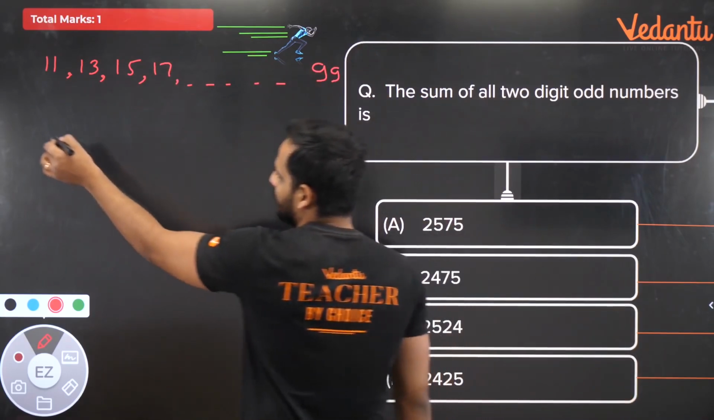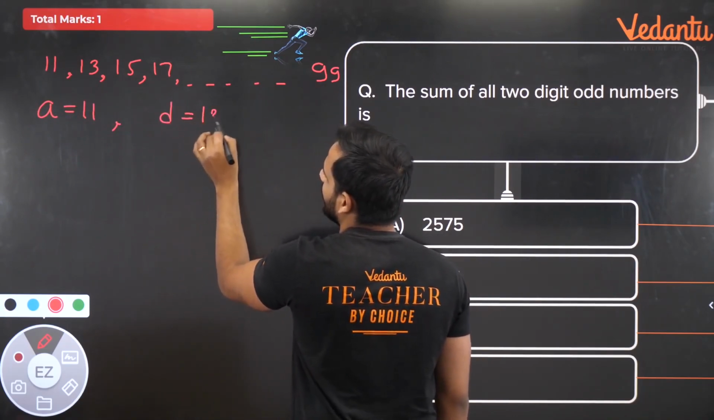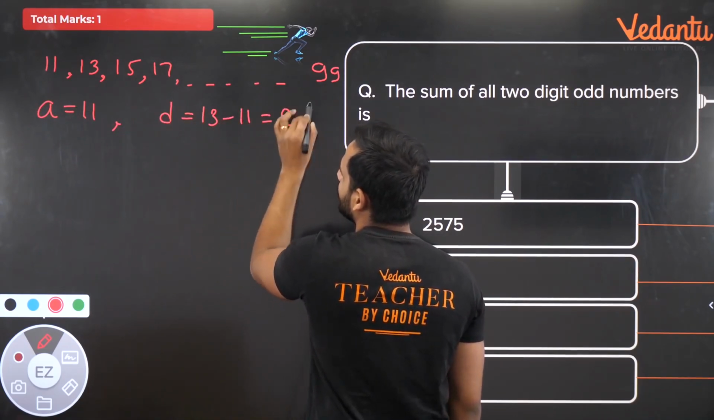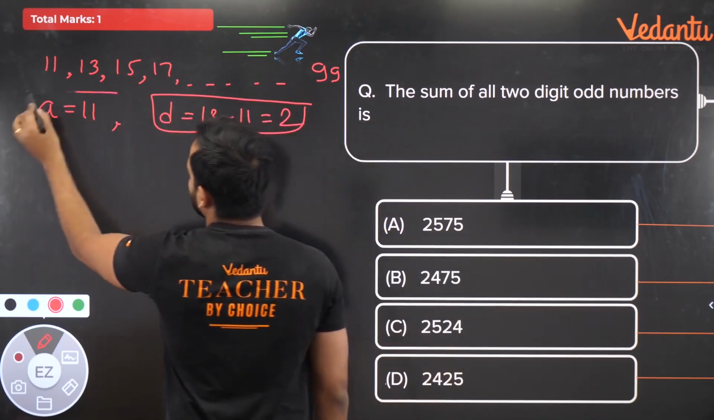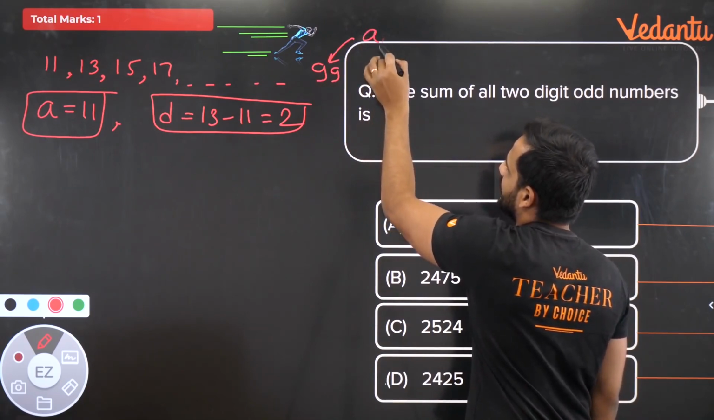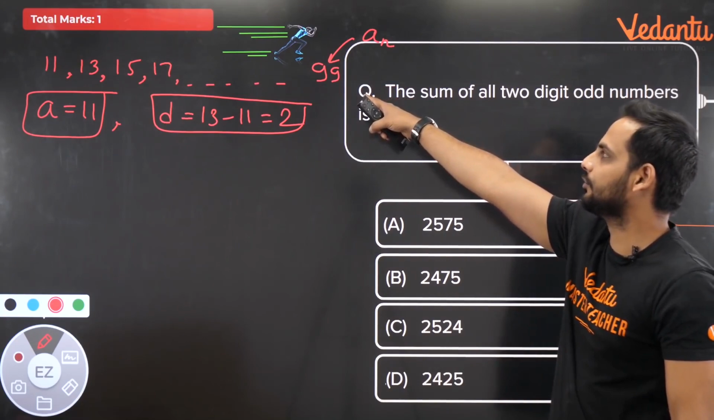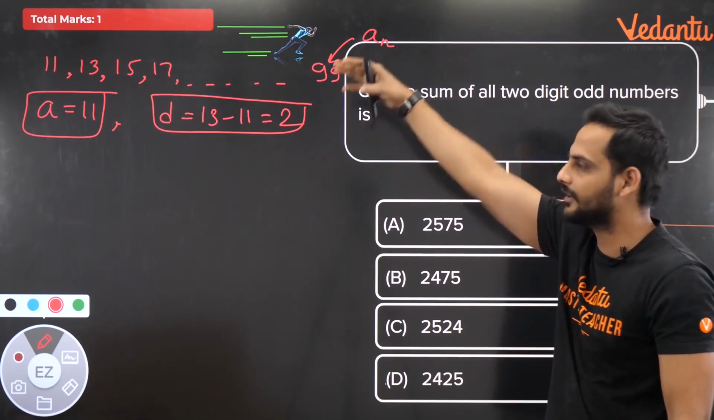So I can say, sir, my first term is 11 and my common difference is 13 minus 11, which is equal to 2. I know my first term, I know my common difference, and I know this is the last term, an. So if I know the value of n, I will know how many terms are here.